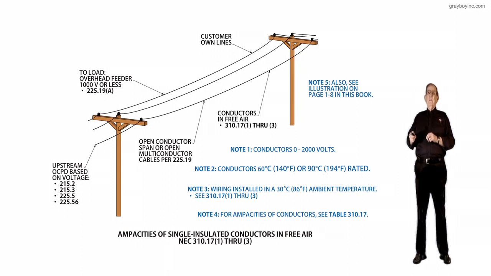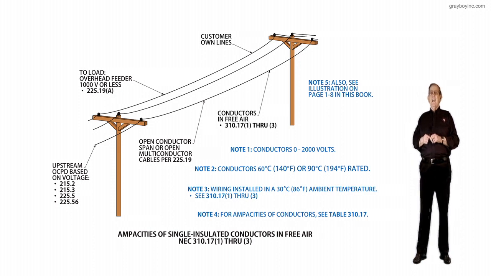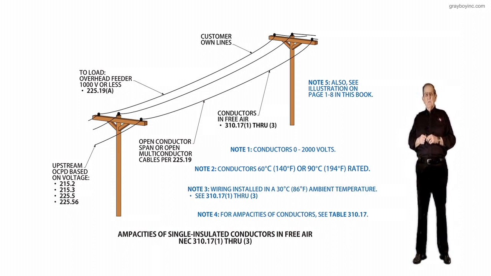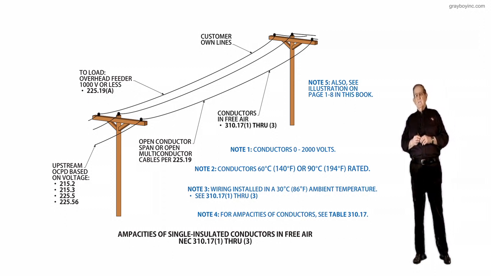In note 5, we're telling you this illustration on page 1-8 in this book will also give you some input about this free air situation. So keep that in mind about the ampacity of conductors in free air. We would use our new table 310.15(B)(17) to start with there.